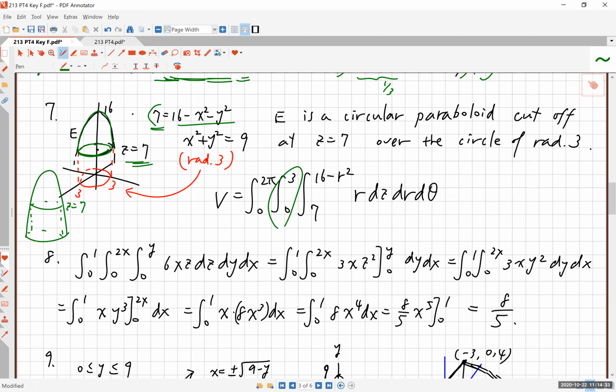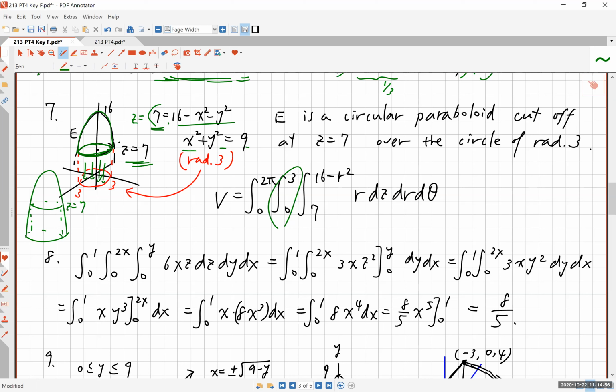Well, you can let Z equal 7, which is equal to this whole expression, to find this intersection circle. The intersection circle is x squared plus y squared equals 9. That's radius 3, right? So if you project this down to the xy plane, it'll just become the circle of radius 3. That is a key, okay?